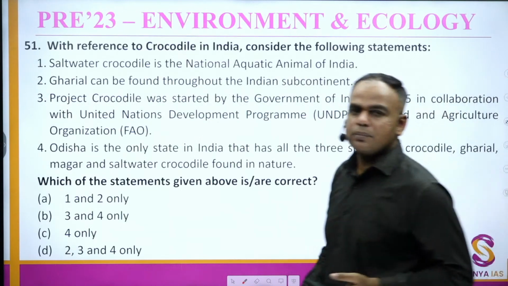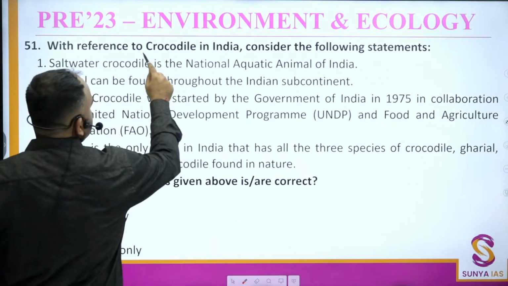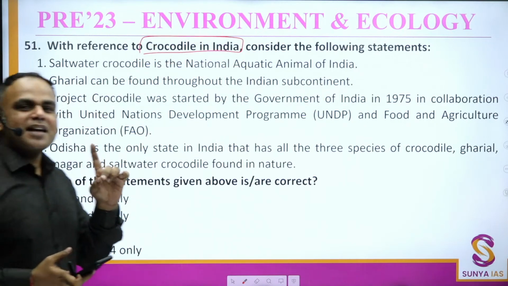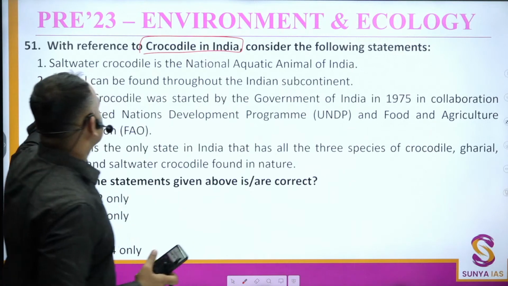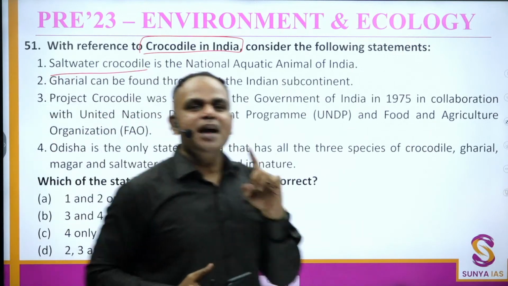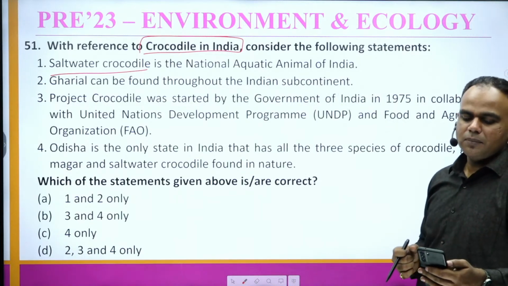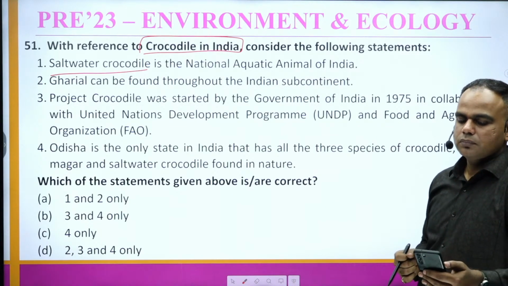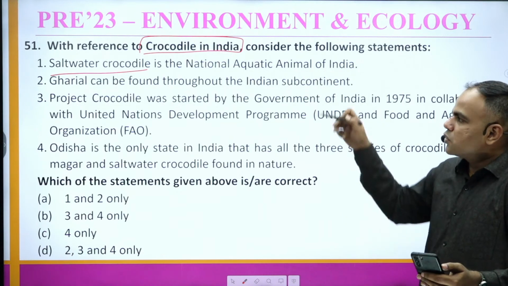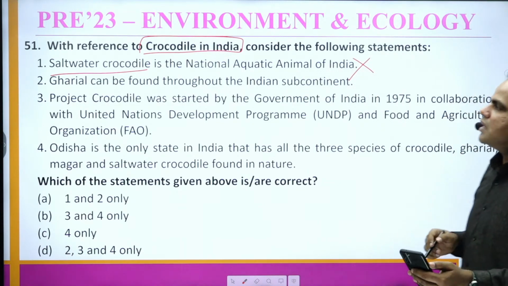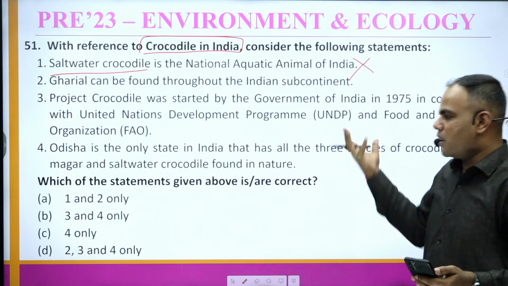Now question 51 is with respect to crocodiles in India. First statement, I think everybody can tell me, is the saltwater crocodile the national aquatic animal of India? Of course this is not. It is the Gangetic dolphin which is the national aquatic animal of India. So statement 1 is wrong.